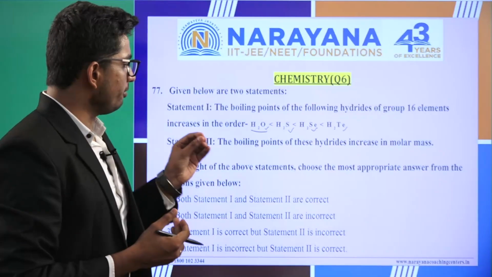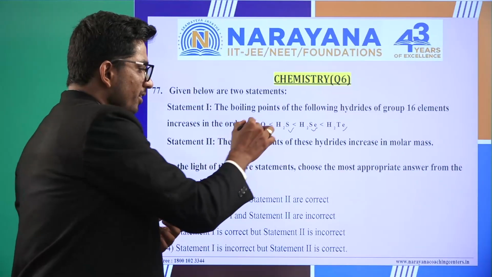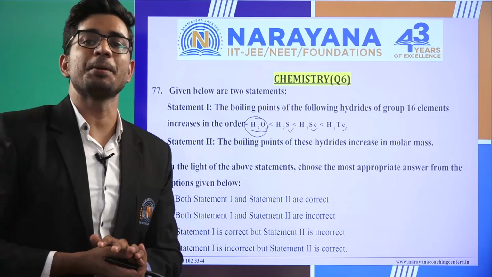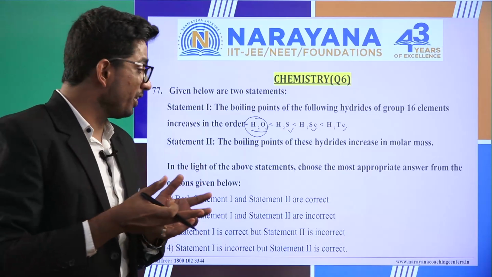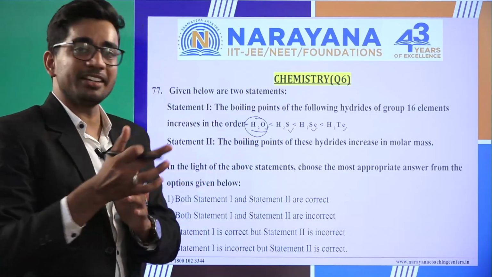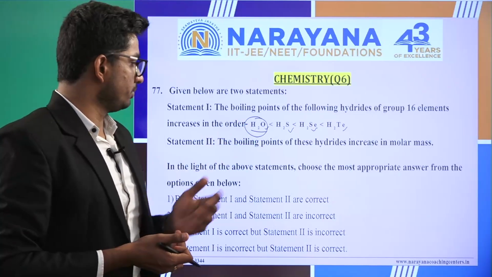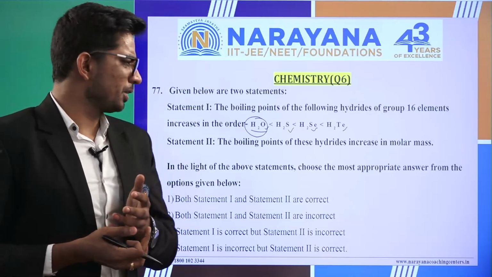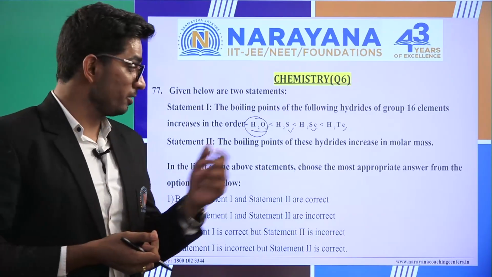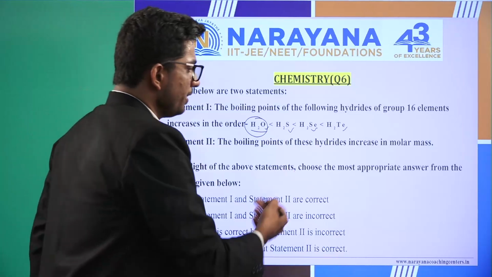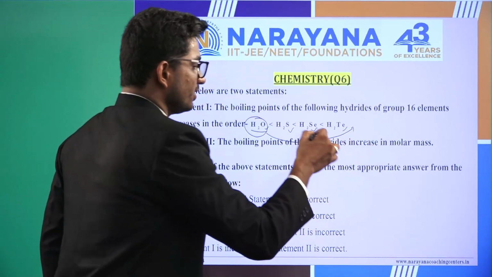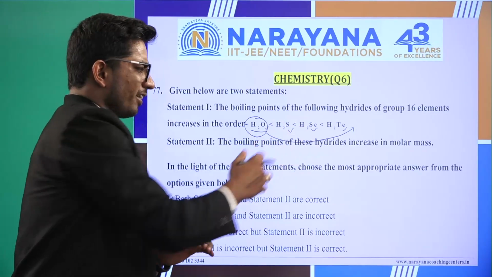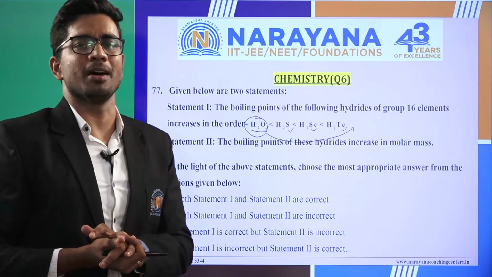So here we'll see that water is quite different from all these hydrides. It's because of hydrogen bonding present there, and that hydrogen bonding increases the intermolecular forces, and that increases the boiling point. So water has the maximum boiling point, and as you know, water exists in liquid state at room temperature, while H2S is a gas. So water should have the maximum boiling point. So this option is incorrect. The rest of the order is correct because we decide that on the basis of the molar mass.